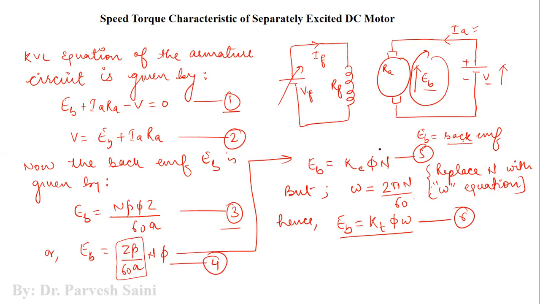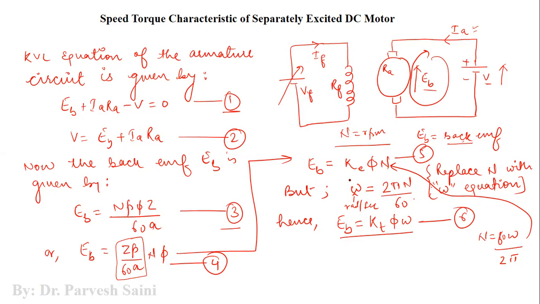Now, if we have to write it in terms of radians instead of RPM, where N is actually RPM and omega is in radians per second, we will use the equation omega is equal to 2πN by 60, and we can rearrange this to get N as 60 omega divided by 2π. We can put this in the equation and we will get equation number 6, where Kt is a constant which depends upon some parameters.